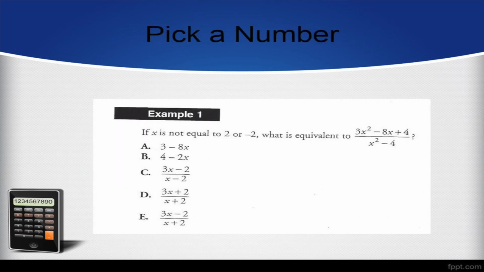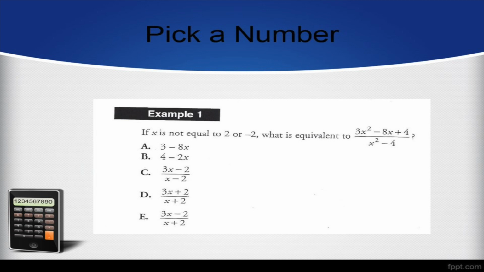And this is when I'm talking about picking a number. If you see something like, if x is not equal to 2 or negative 2, what is equivalent to this quantity? A lot of people will start factoring and doing other things. Well, I want to pick a number. It tells me I can't use 2 or negative 2 because you can see that would make the bottom go to 0, and only Mr. Kowalski can divide by 0, but we can't.